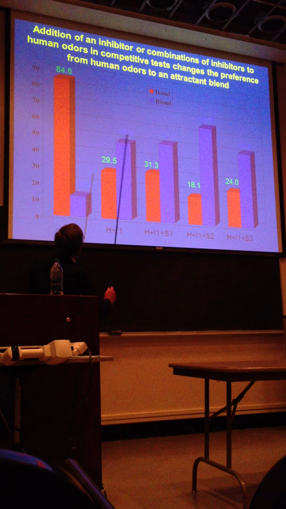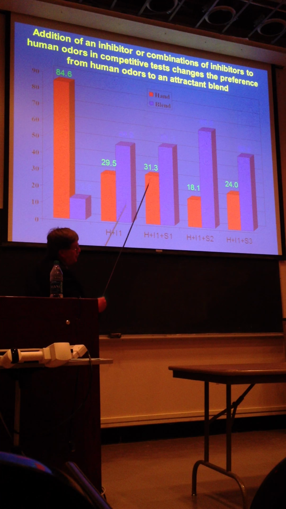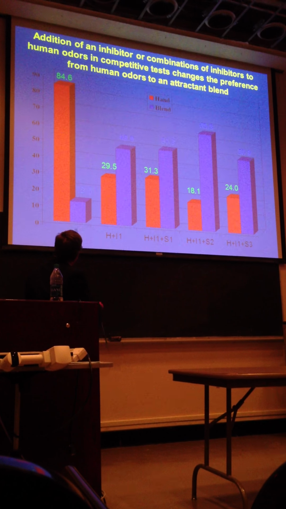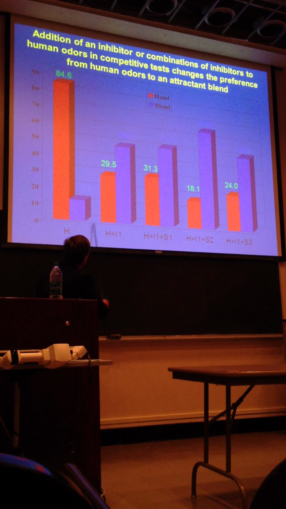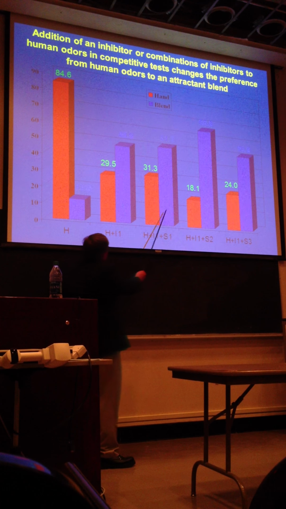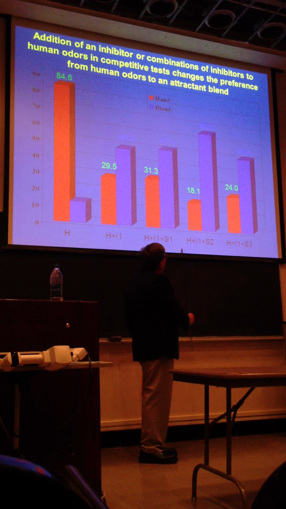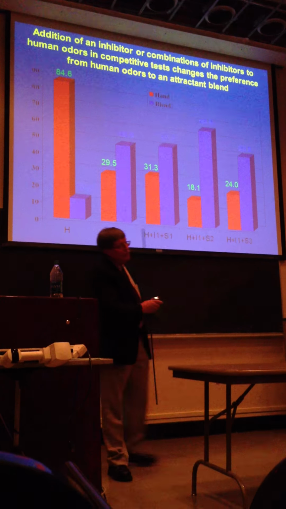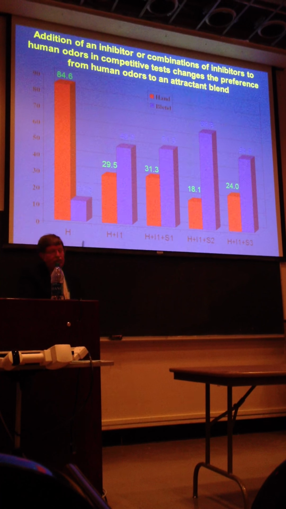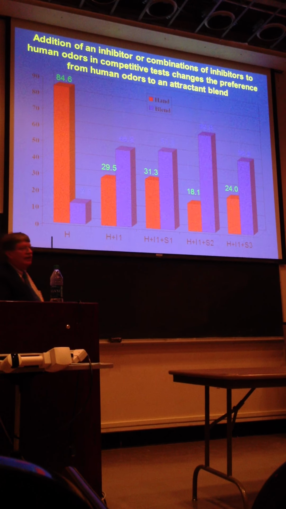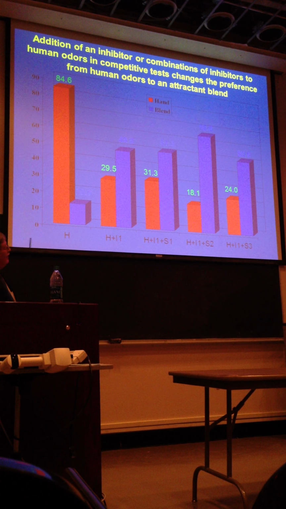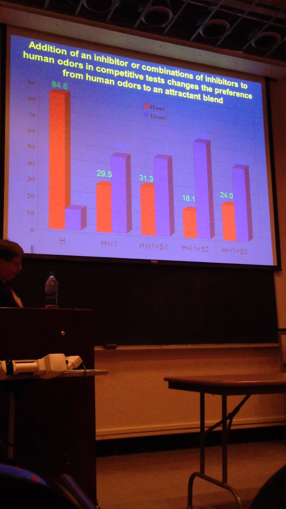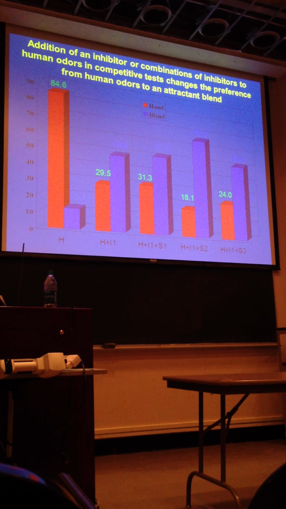So then we came up with this idea of doing a competitive test, the hand versus the inhibitor. This is the hand, and when you started adding the inhibitor, you can see that they went to the synthetic blend. So we had to come up with a really good inhibitor, and we're still trying to get it developed and patented. We did get a patent on it, but to develop it so it's really easy to use in the field, we're still working on that.